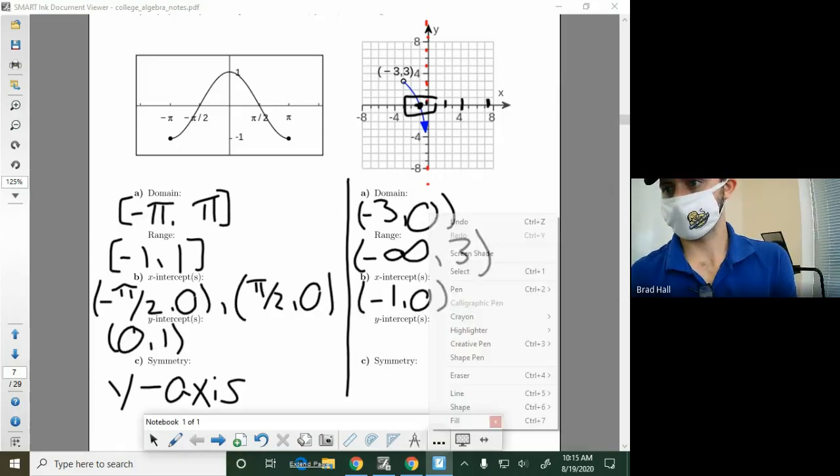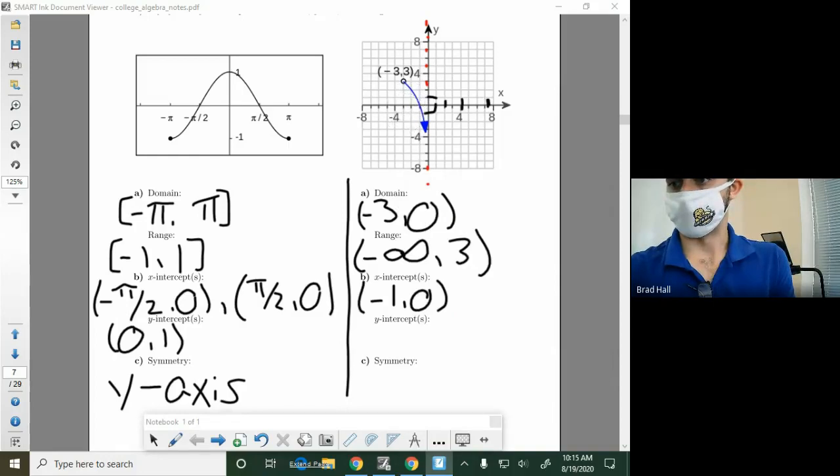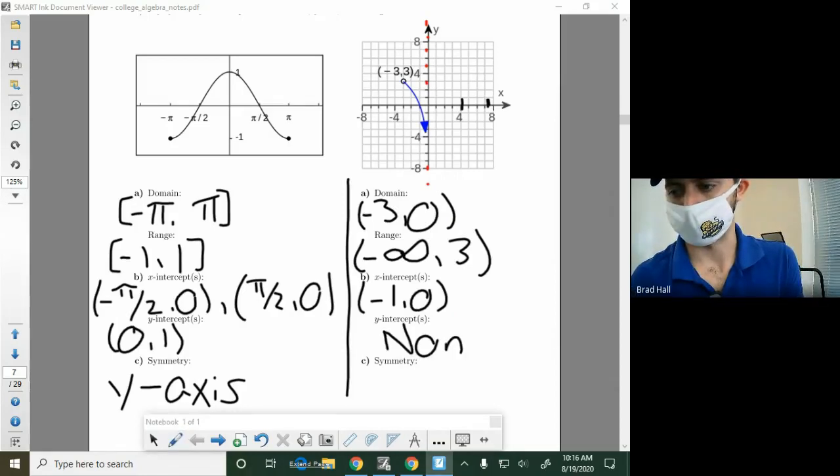Y-intercept? Well, so we're asking the question of when the graph intersects the y-axis. One problem with that. There's a barrier there. There's a barrier on the y-axis. If we were able to touch or cross the barrier, it's not really a barrier. So none. There's no y-intercept because there's a barrier there on the y-axis.